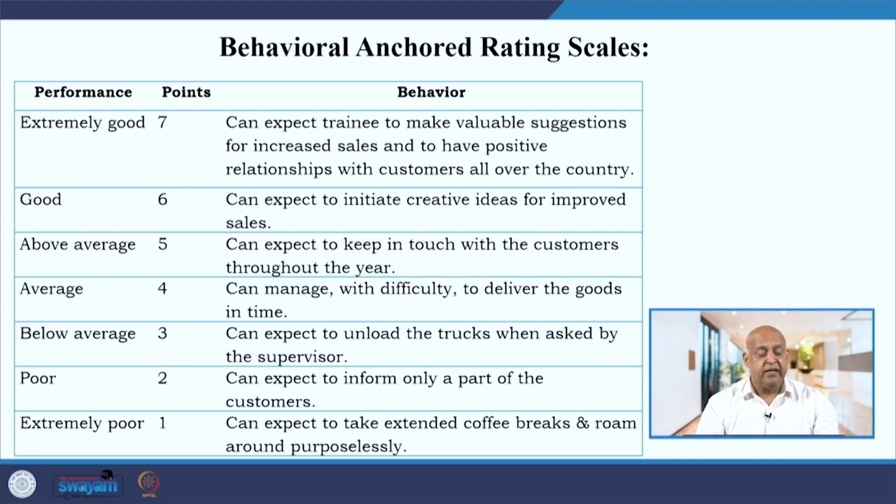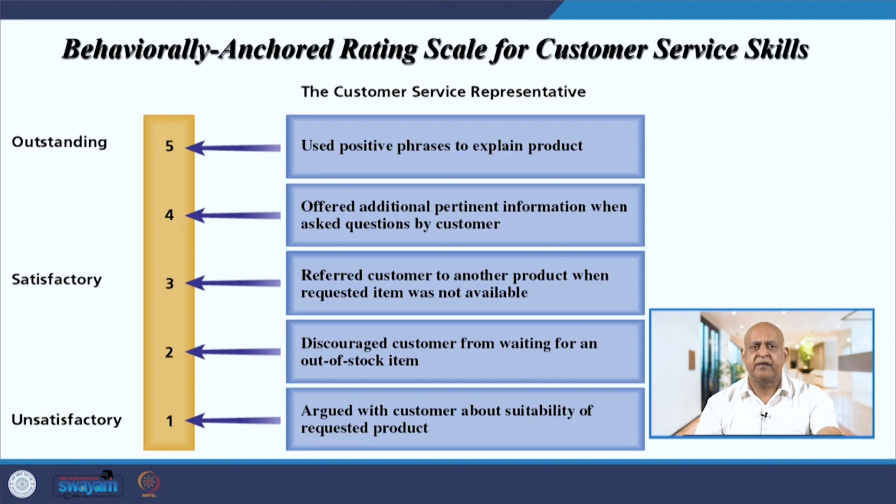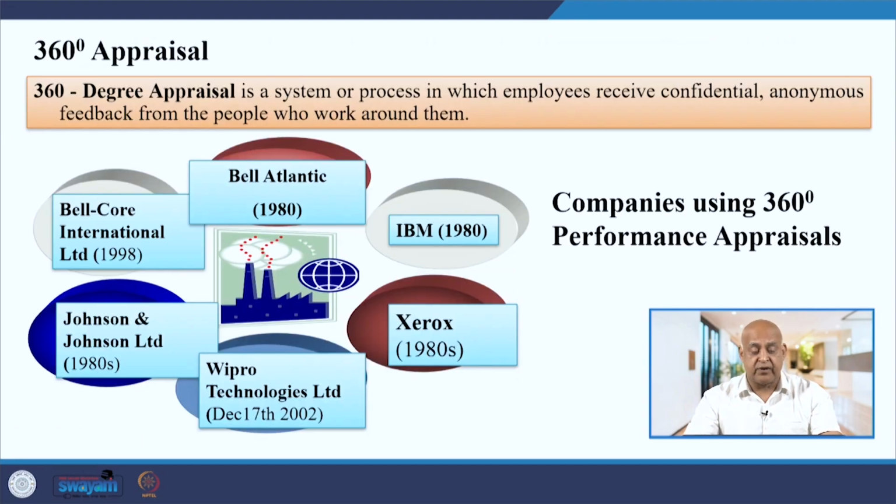Now, similarly, the behaviorally anchored rating scales are there, from 1 to 7. How the behavior was there: can manage with difficulty, or can be expected to inform only a part of the customers, or extremely poor. And nowadays, as compared to 5 on the Likert scale, a 1 to 7 measure is used. So, a behaviorally anchored rating scale for customer service skills has outstanding, satisfactory and unsatisfactory, about the suitability of the requested products.